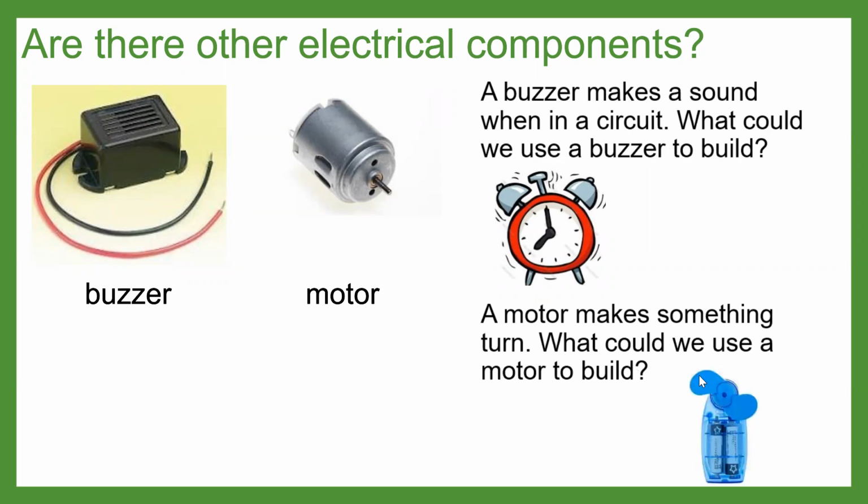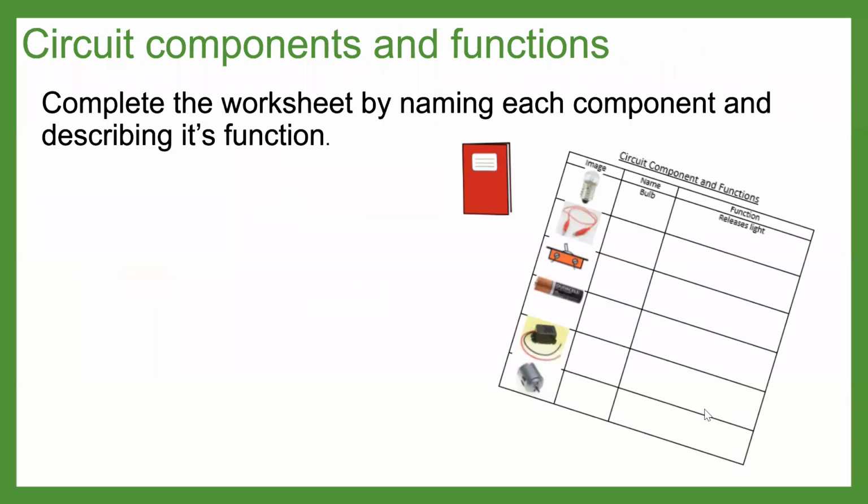Okay, so we could use a motor for something quite as simple as a fan. So you have a sheet, which is in your learning pack, okay? And I'd like you to complete the worksheet by naming each component and describing its function. So you need to name each thing in this column and describe its function, so what it is for, in the other. Okay, so you've got that sheet in the learning pack that you have received.